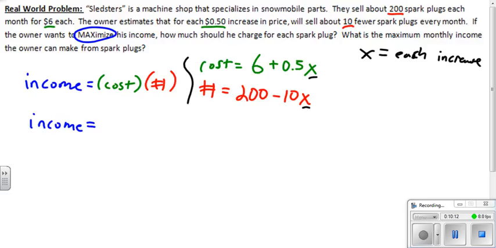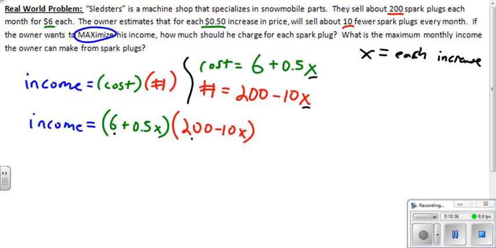our equation over here, where our cost is 6 plus 50 cents per increase, and the number we sell is just 200 minus 10 times every increase. Now this is starting to look like a multiplication of binomials, which we worked with in chapter 5, so we know from here we need to FOIL.